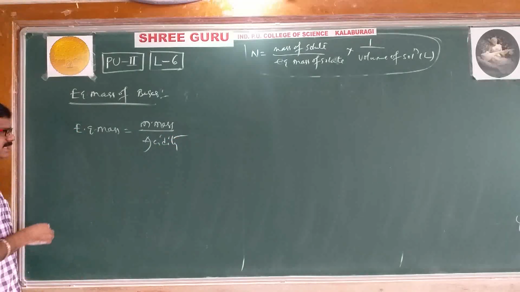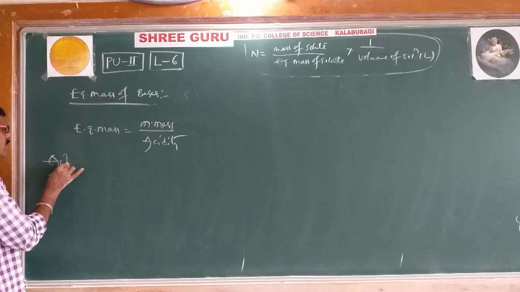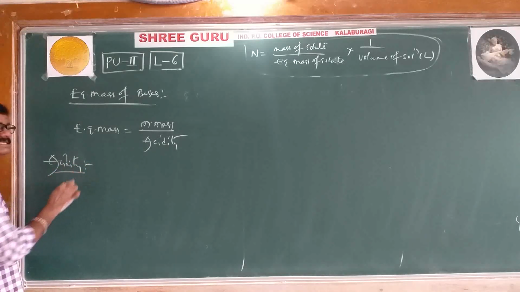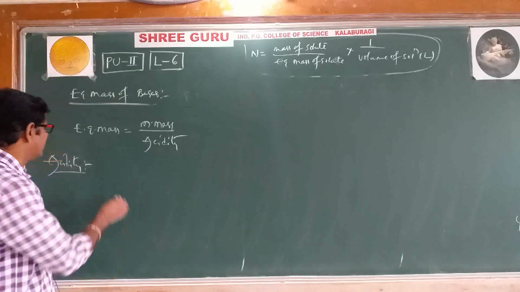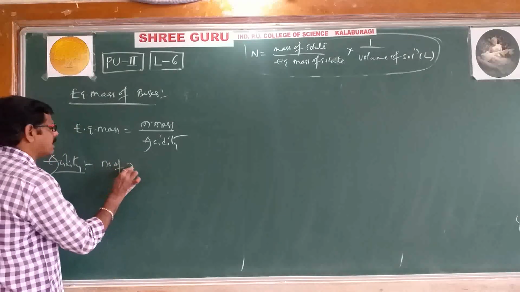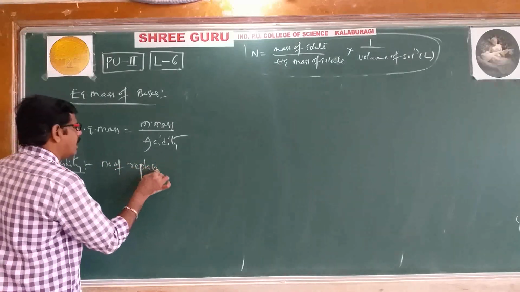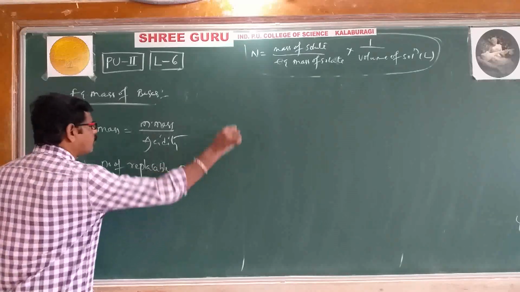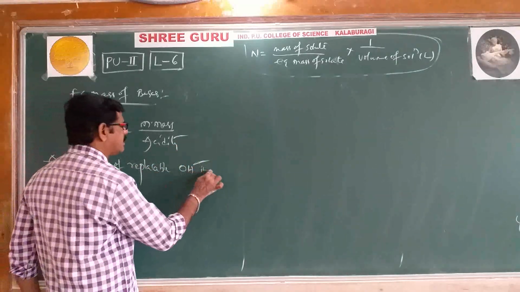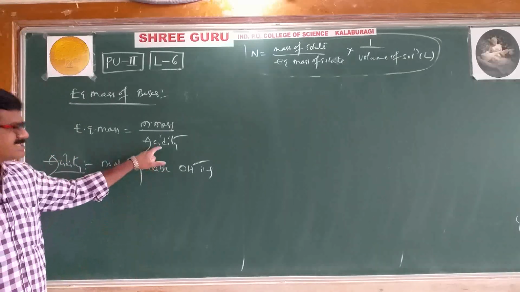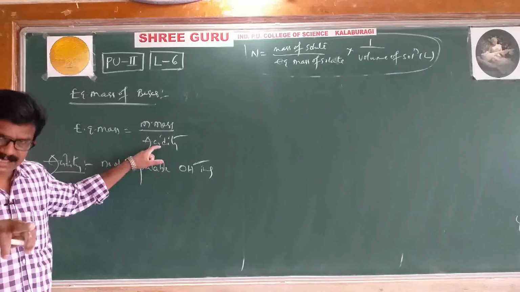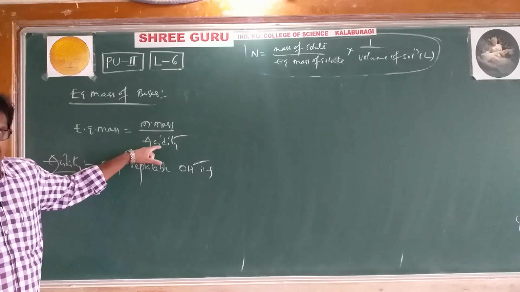Then what is acidity? What is basicity? Once again we'll recall. Basicity means number of displaceable H+ ions. Exactly here, acidity means number of displaceable or replaceable OH- ions. That's it. Number of OH- ions is called acidity. Nothing but the n factor, nothing but the valency, all are the same only.